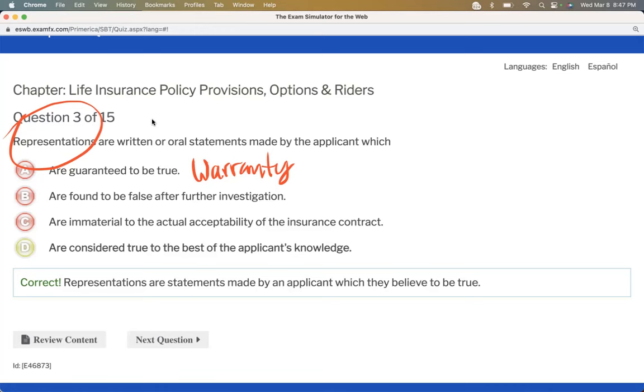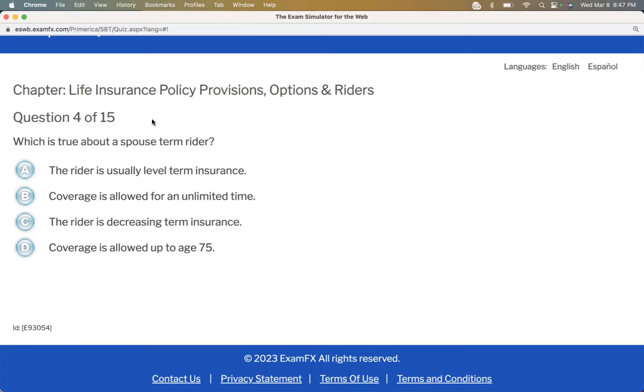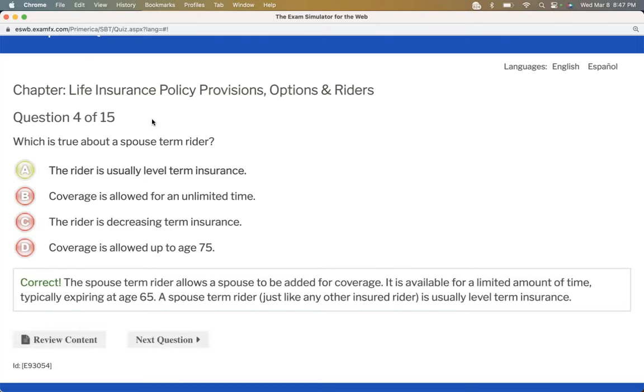Next one. Which is true about a spouse term rider? Coverage alone. I'm going to go with A. It is a level term insurance. There it is. Screenshot that. B sounds like A too, right? Coverage is allowed for... oh no, it says unlimited. Nope, it's definitely limited.